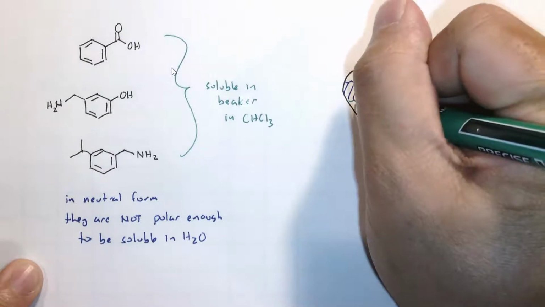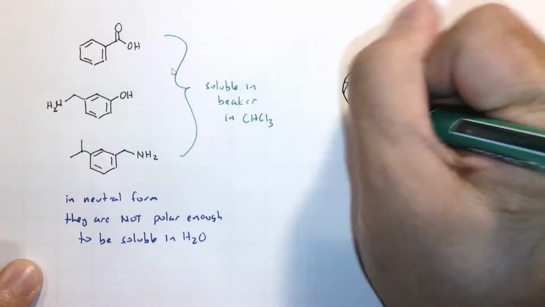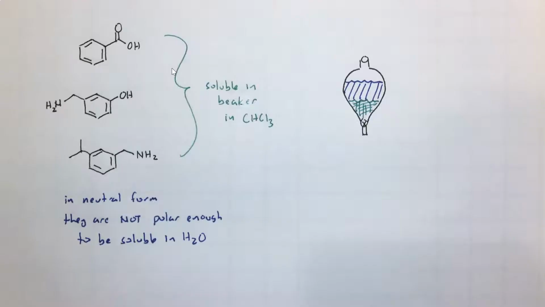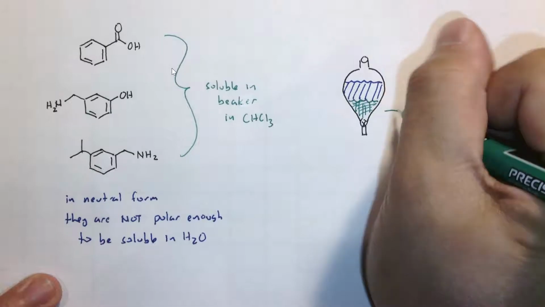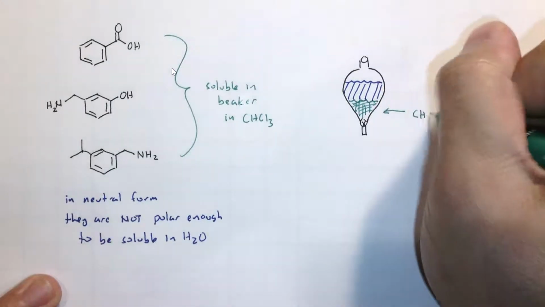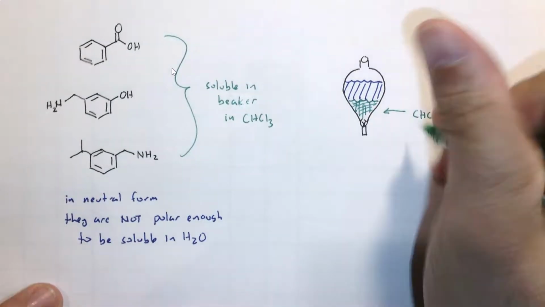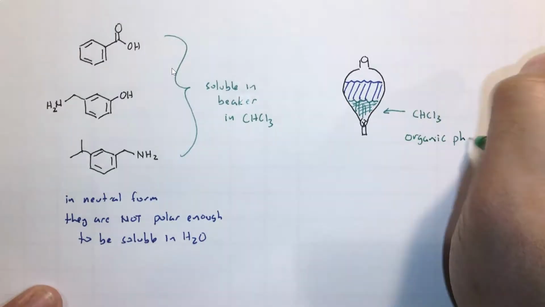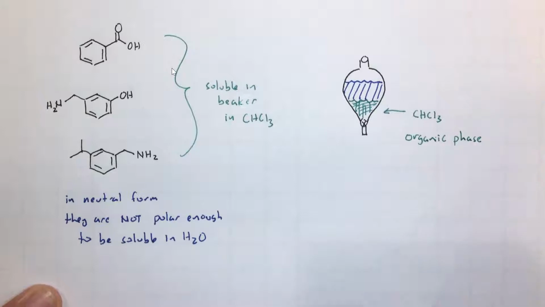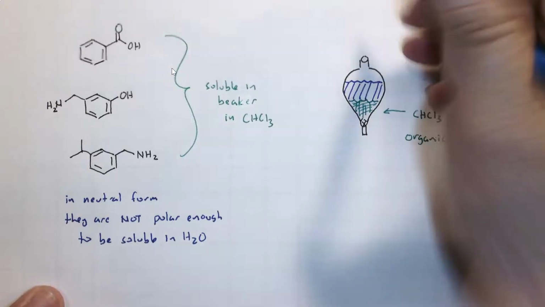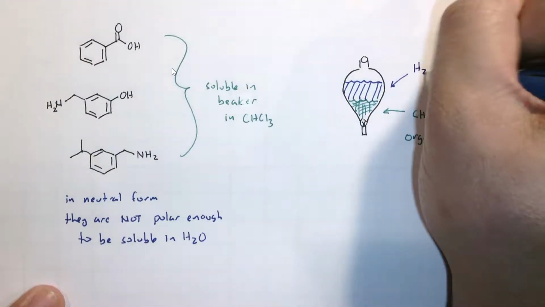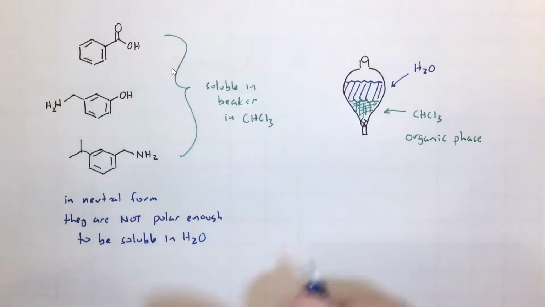Anyway, this bottom layer is chloroform, CHCl3, and it is called the organic phase. It's an organic solvent that separates from water. It is more dense than water. I'll discuss more about that in just a bit. This is water. They are immiscible.